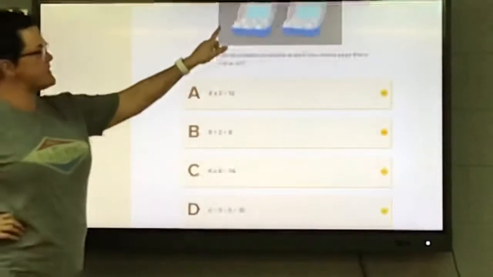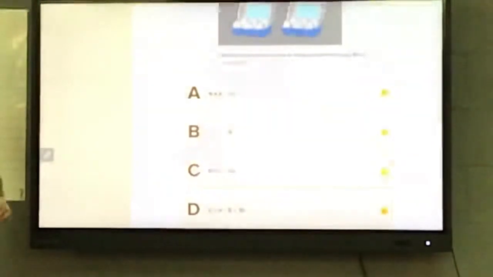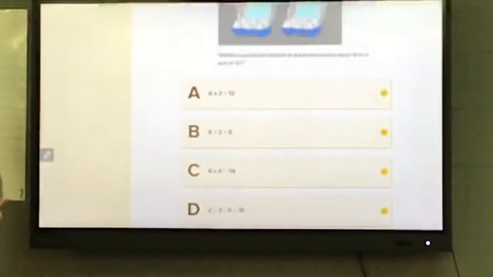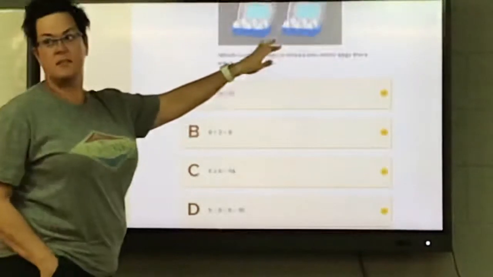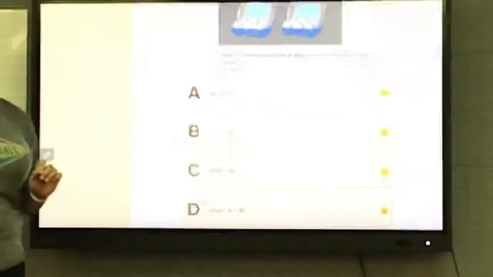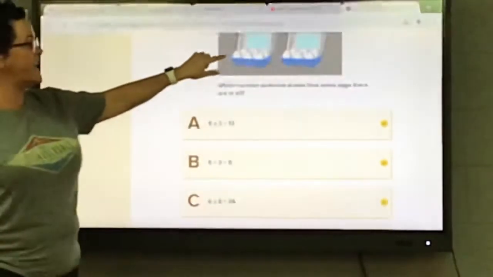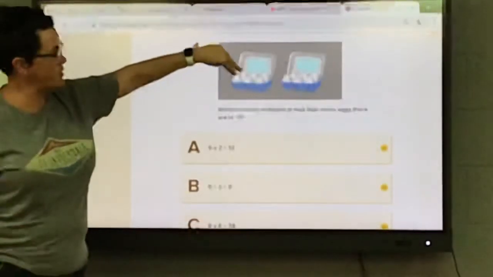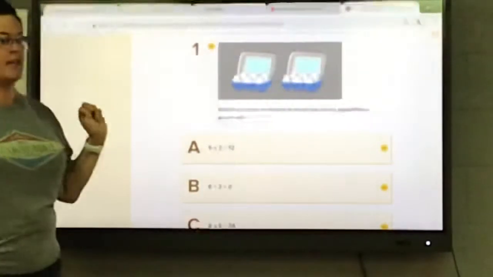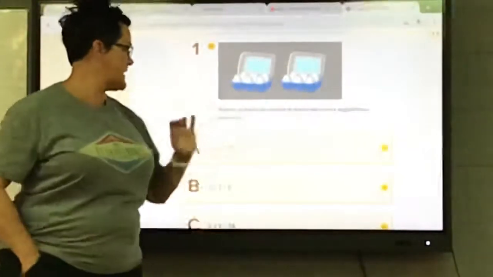Which number sentence is showing this picture? So you're saying there are 36 eggs up here? Are there 36 eggs? Look at the eggs here, right here. Count with me. How many are in this group? 2, 4, 6. Okay, now count with me again. How many are in this group? 2, 4, 6.